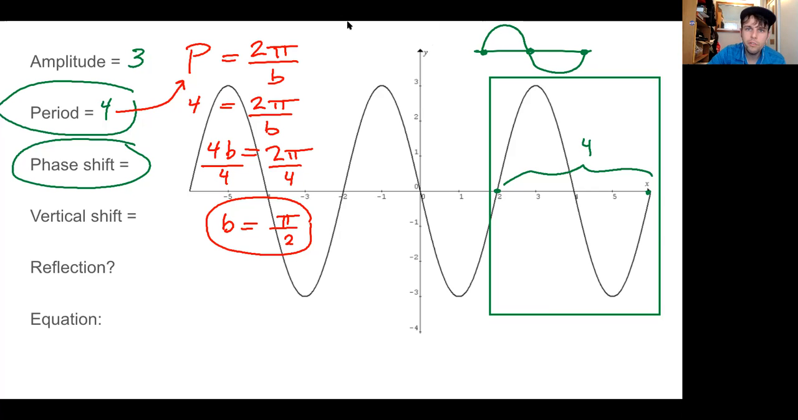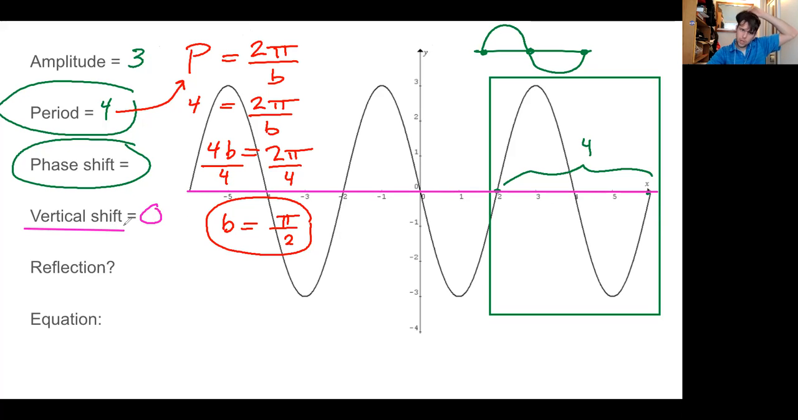All right, moving forward from there, the next thing is the vertical shift. For this graph, there was no vertical shift. We can see right here that the midline is the x-axis. So our vertical shift is 0.